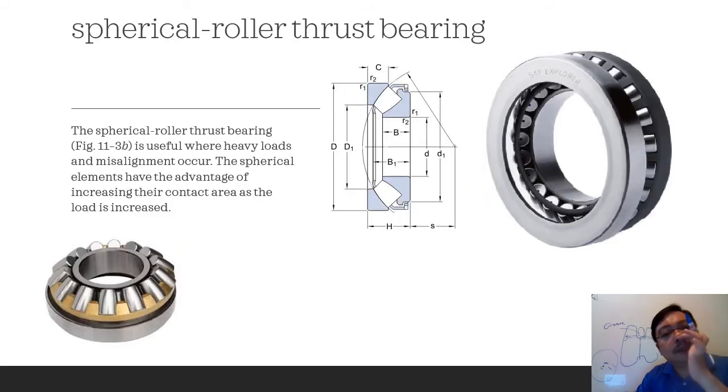Another one is the spherical roller thrust bearing, used for heavy loads and misalignment. Of course, when you are inserting the bearing, misalignment will occur, so some types of bearing will prevent misalignment. This spherical roller bearing can give more thrust. It can support more heavy load. This is why you choose this bearing.